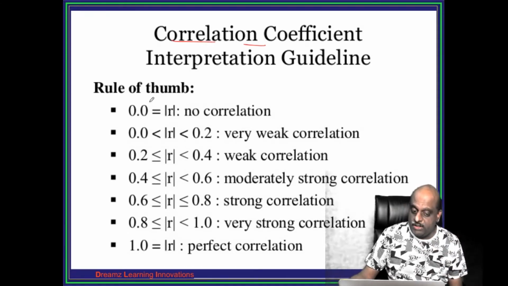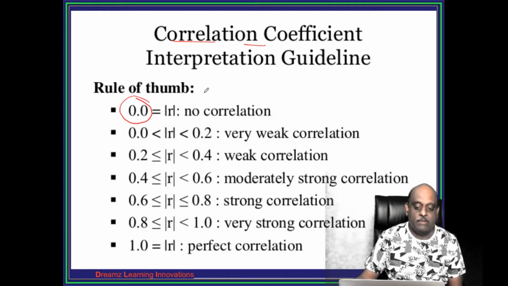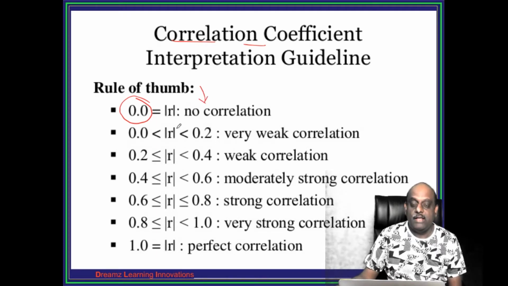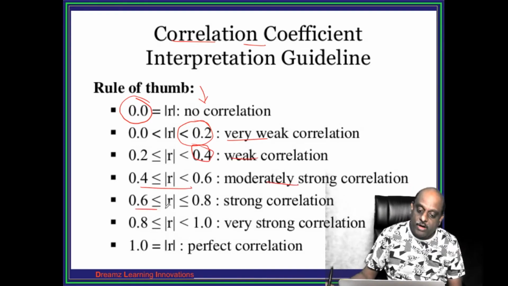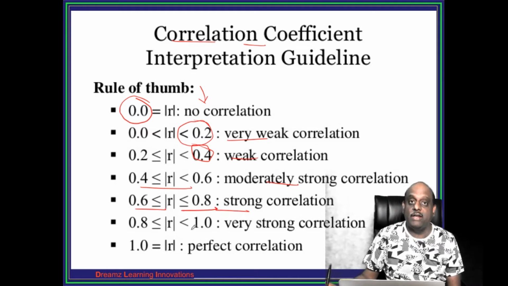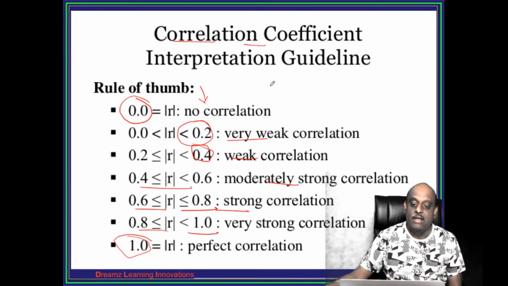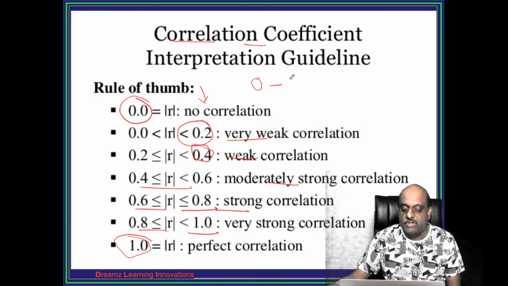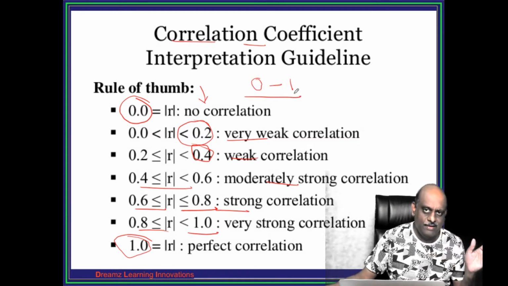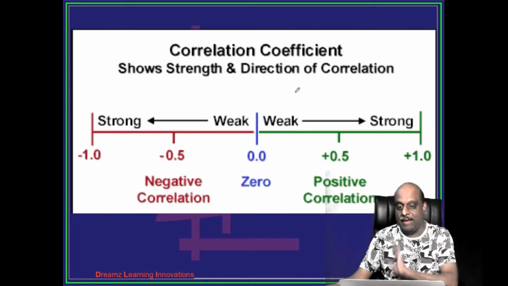If the correlation coefficient value is 0, that means no correlation. Less than 0.2, very weak correlation. Less than 0.4, weak correlation. 0.4 to 0.6, moderately strong. 0.6 to 0.8 is strong correlation. 0.8 to 1, very strong correlation. 1 is a perfect correlation. And the value of the correlation coefficient can be between 0 to 1 is what you have to remember.